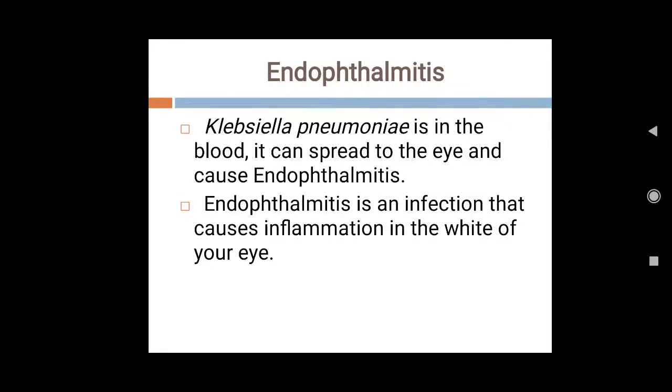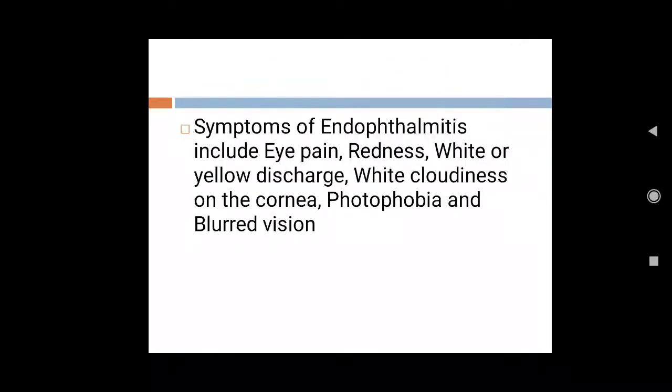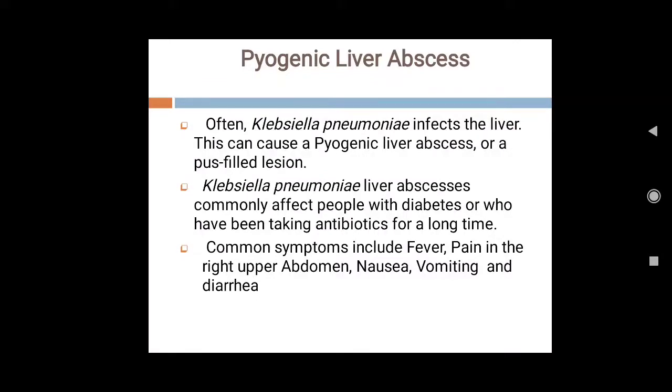Endophthalmitis. If Klebsiella pneumoniae is in the blood, it can spread to the eye and cause endophthalmitis. Endophthalmitis is an infection that causes inflammation inside the eye. Symptoms of endophthalmitis include eye pain, redness, white or yellow discharge, white cloudiness on the cornea, photophobia, and blurred vision.